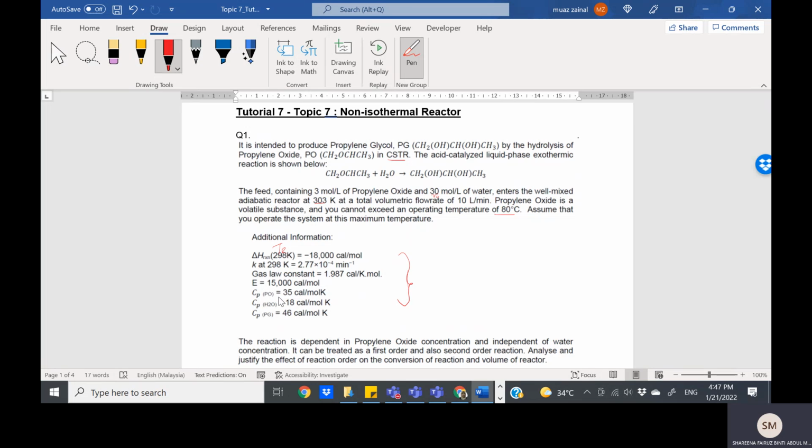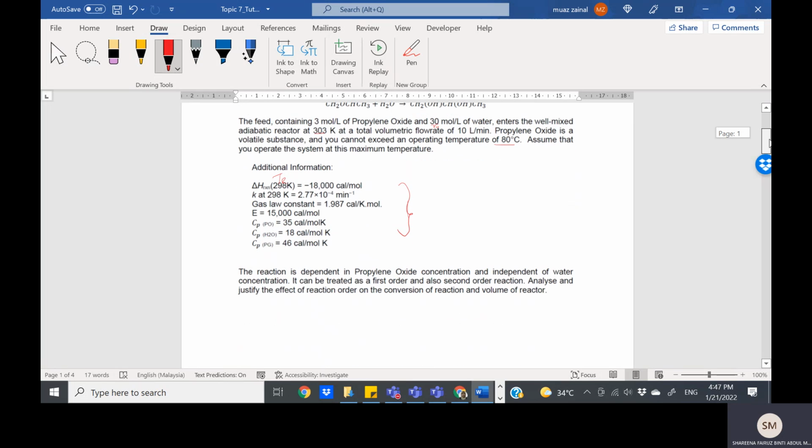The reaction is dependent on propylene oxide concentration and independent of water concentration. It can be treated as a first order and also a second order reaction. Analyze and justify the effect of reaction order on the conversion of the reaction and the volume of the reactor. Actually, the rate of reaction equation has been simplified, whereby it does not depend on the water concentration, so you can omit this one. You need to get the volume and also the X.